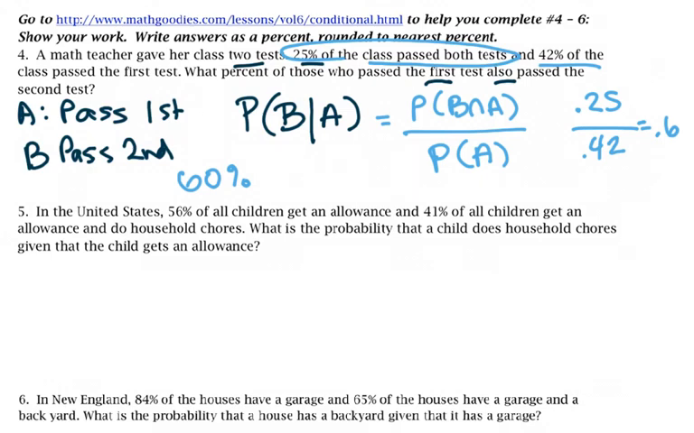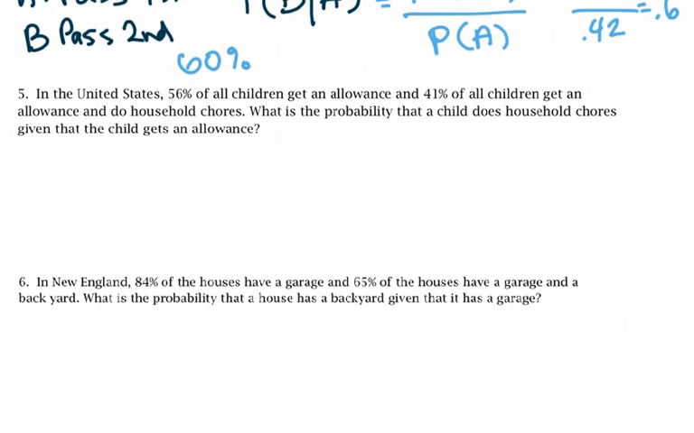And so there is a 60% chance that if you know the student passed the first test, that they passed the second test. The second question, in the United States, 56% of all children get an allowance, 41% of all children get an allowance, and they do household chores. So we've got two events. We've got the probability that they're given an allowance. We've got the probability, or the event, I guess, that they do the chores.